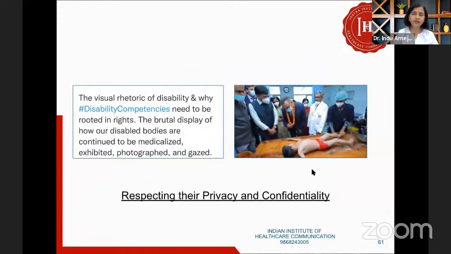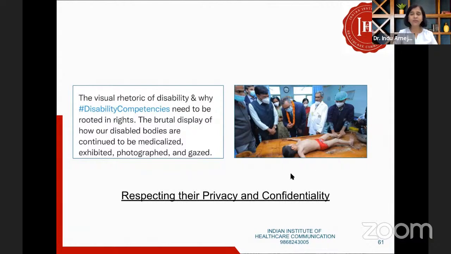Another important point that patients really value is respecting their privacy and their confidentiality. Now, this is one picture shared with me by one of the participants of the previous batches. This patient is being used as a display item, and probably it is the health minister and some hospital staff who are looking at this patient. Imagine what this patient must be feeling. Am I a display item?